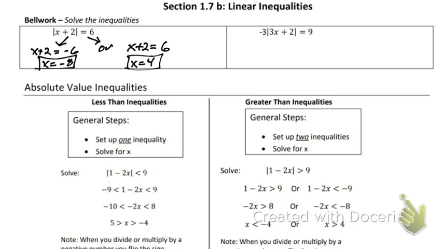For the next one, you shouldn't have done much work, because if you divided both sides by a negative 3, you'd see that 3x plus 2 has to equal a negative 3. That's impossible. An absolute value can never equal a negative number, so this one is no solutions.